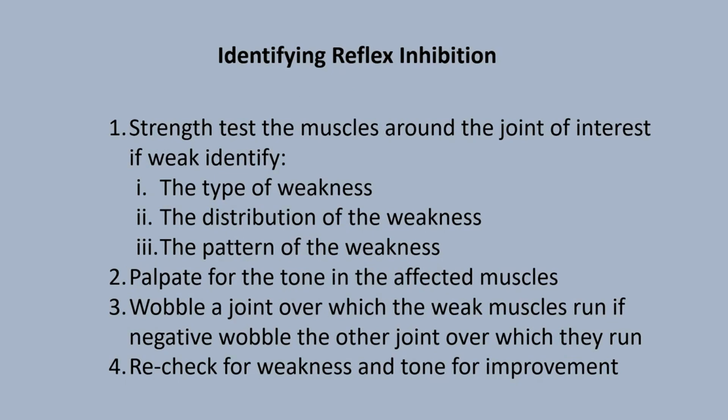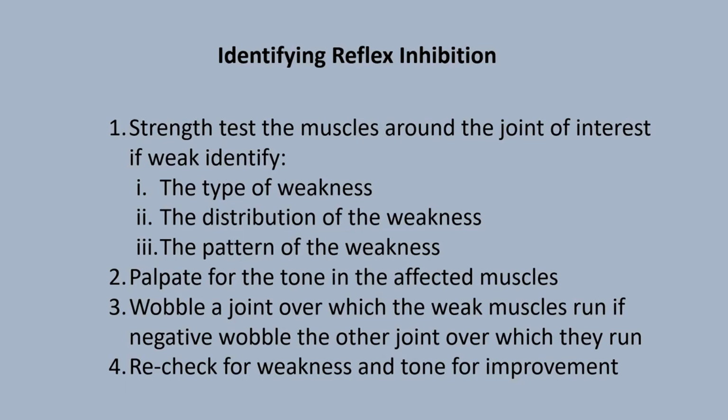For example, weakness of muscle may lead to tendinopathy, reduced tone to increases in the neutral zone both in the spine and periphery. To identify reflex inhibition, I would suggest the following steps. Test the muscles around the joint of interest for breaking weakness, then test them for hypotonicity. Establish the distribution of the weakness and how it is patterned. These steps will establish the presence of reflex inhibition.